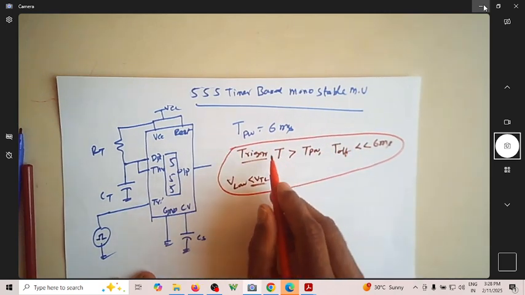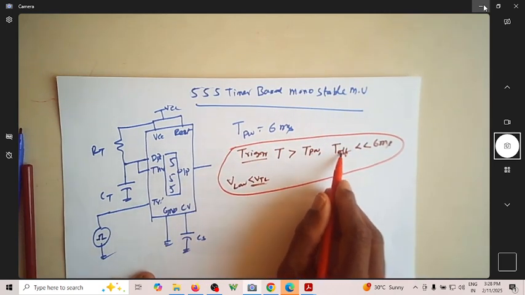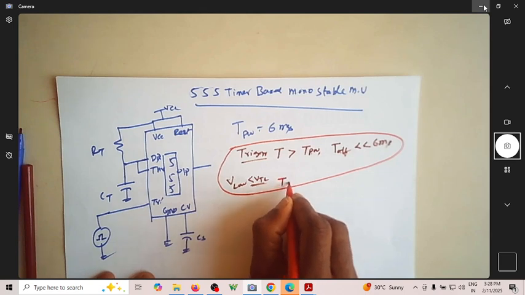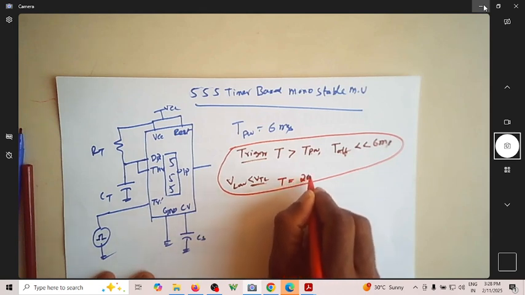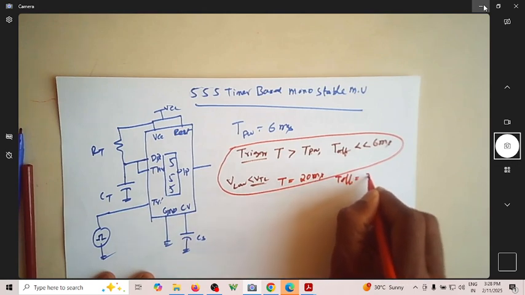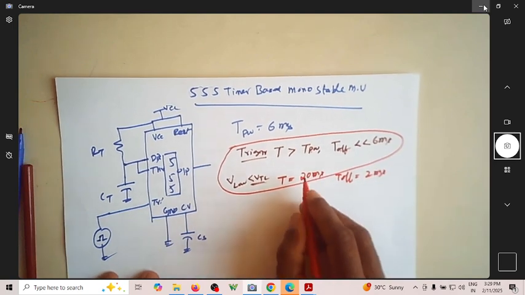So T on of your trigger should be greater than the pulse width. T off should be less than 6 millisecond. So let us assume that T is some 20 millisecond, and let T off be something like 2 millisecond. Then what is the duty cycle of this?